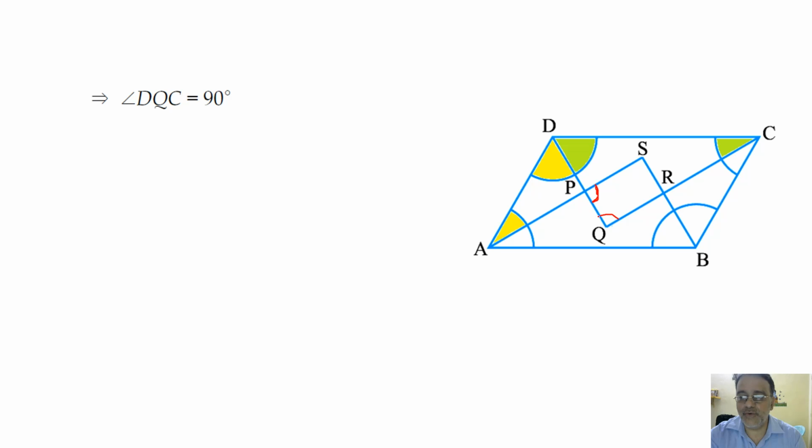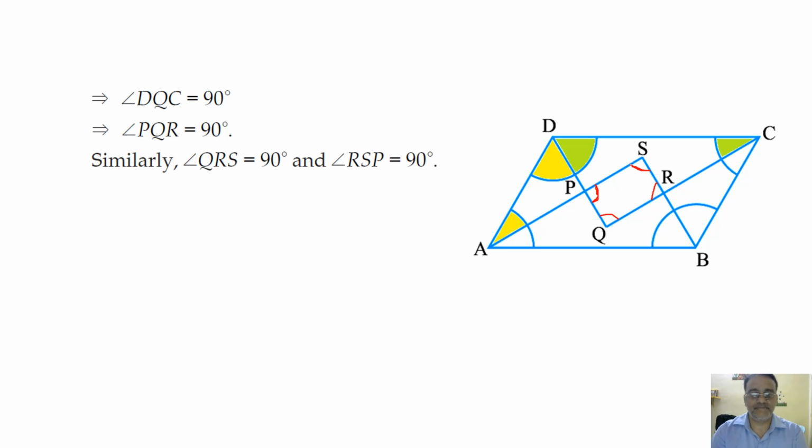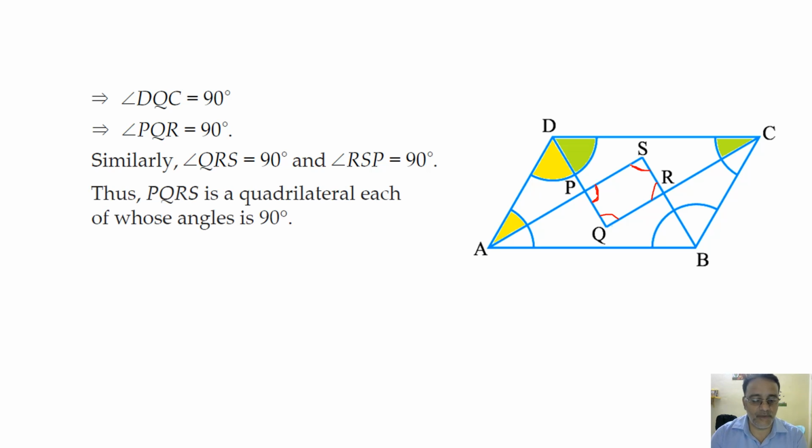PQR, DQC में PQR ही है, दोनों both are same angles. Similarly, we can show this angle also 90 degree, this angle also 90 degree. We can write like that similarly. Okay, so PQRS is a quadrilateral, each of whose angle is 90 degree. So we can say that it is a rectangle. Any doubt? No, sir. Okay.